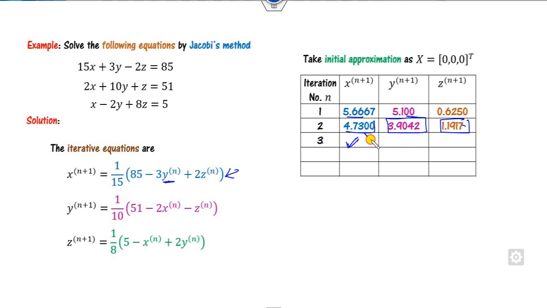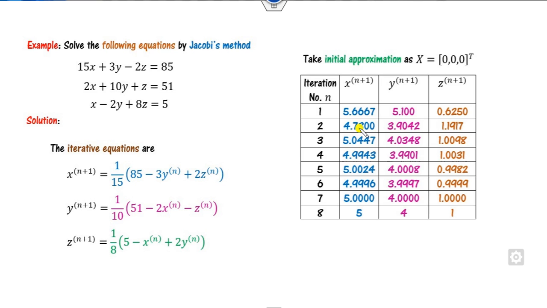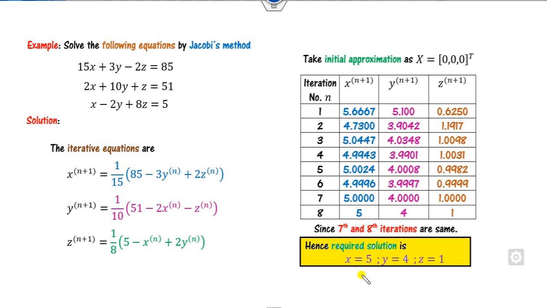I can substitute the values of x and z here, and you will get this answer. Clearly, again the 4 decimal places are not matched, so we can find the next one, and so on. Again you can see that up to the 8th iteration the decimal places are matched, so we can see the desired root, or the desired solution, is here.